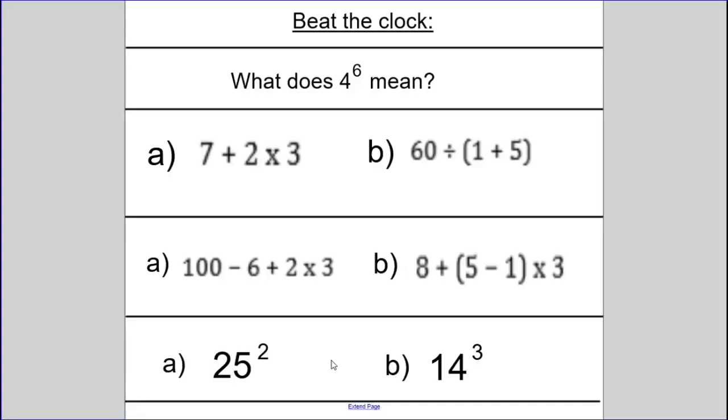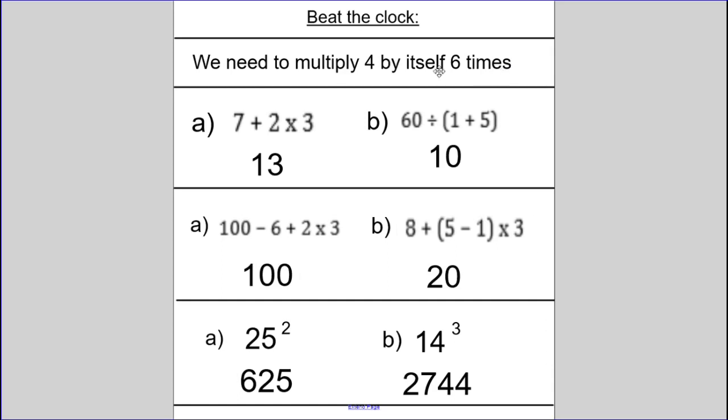Here's our beat the clock for today. So you've got to describe what 4 to the power 6 means. Then you've got 2 simple questions, followed by 2 medium difficulty questions. And finally, you've got 2 power questions at the end. Now for these questions, because of the last 2 questions in particular, spend a maximum of 12 minutes. And remember to use the help of a timer. Pause the video here.